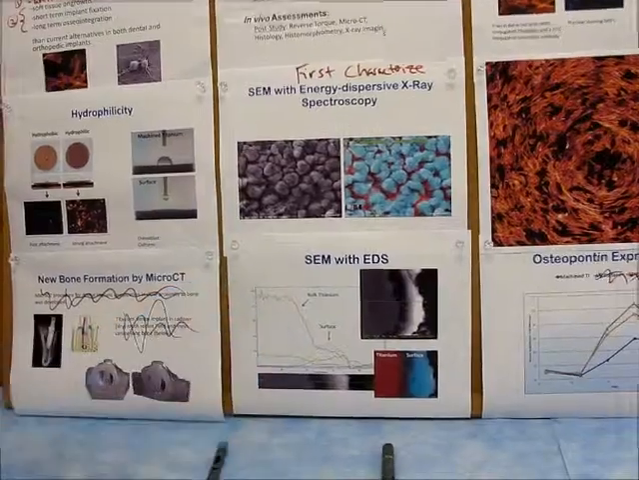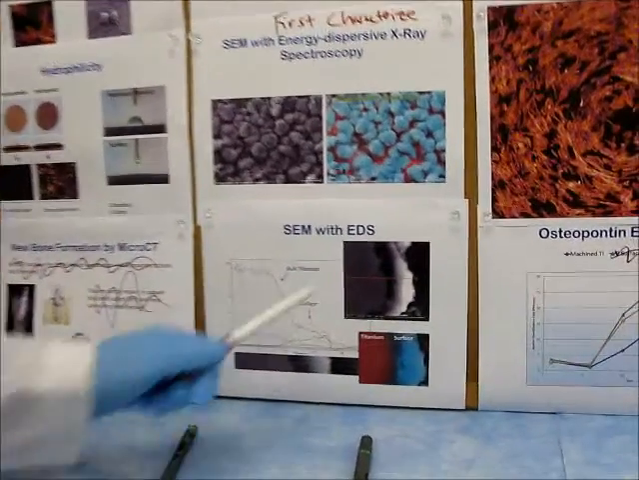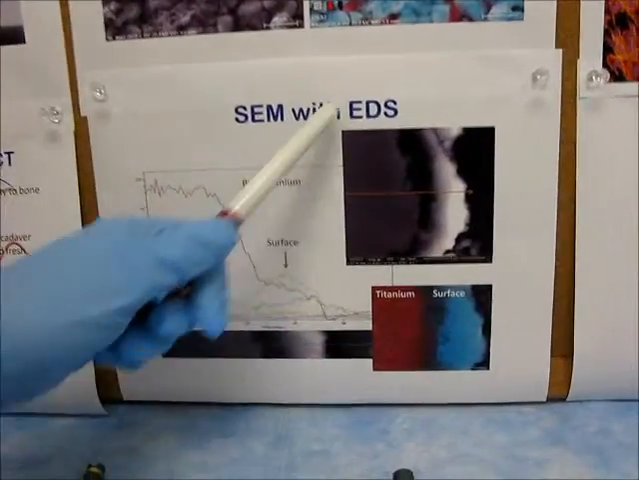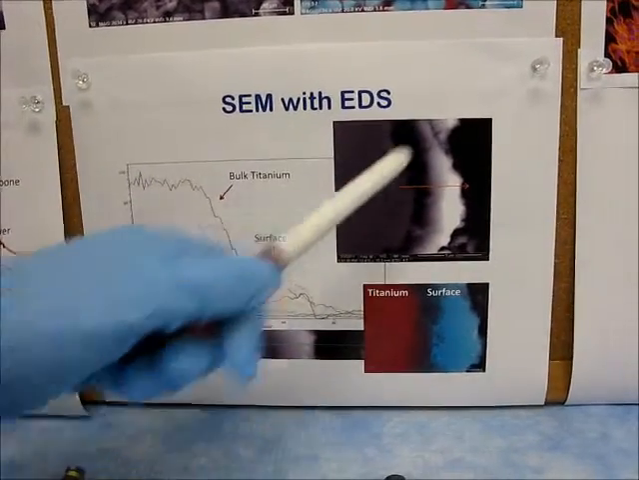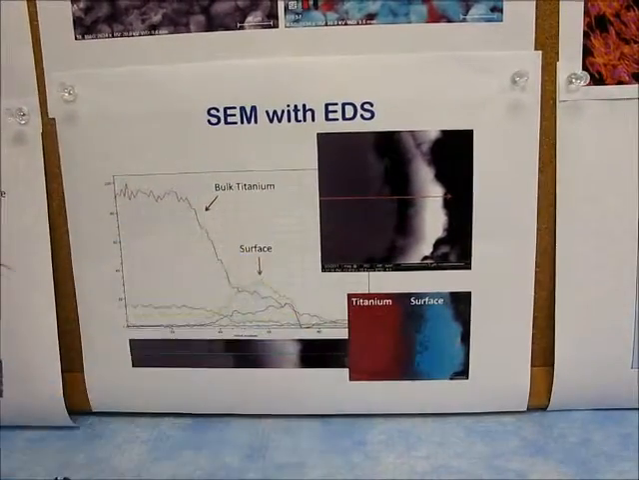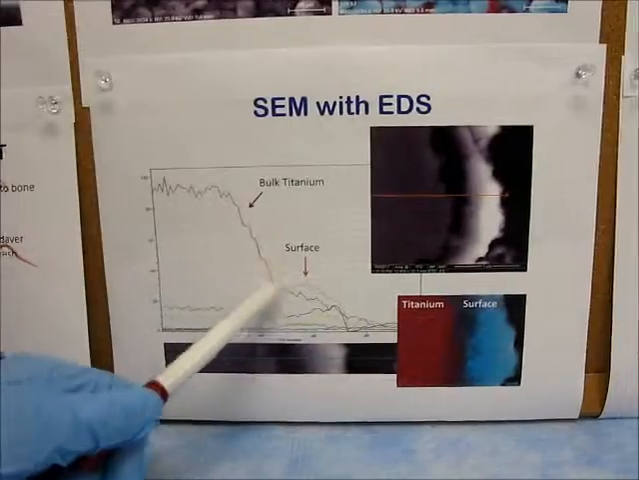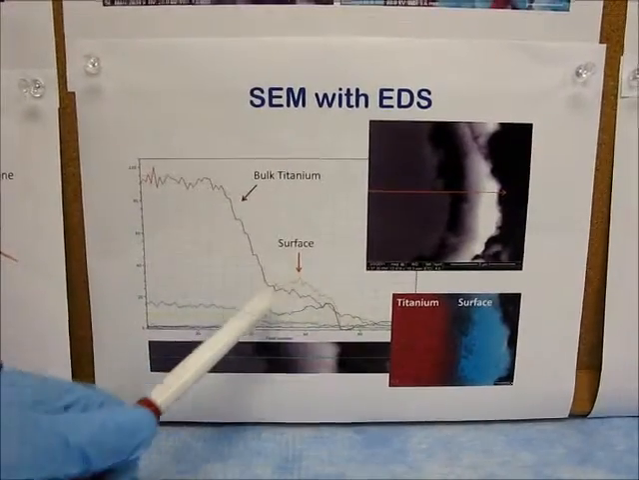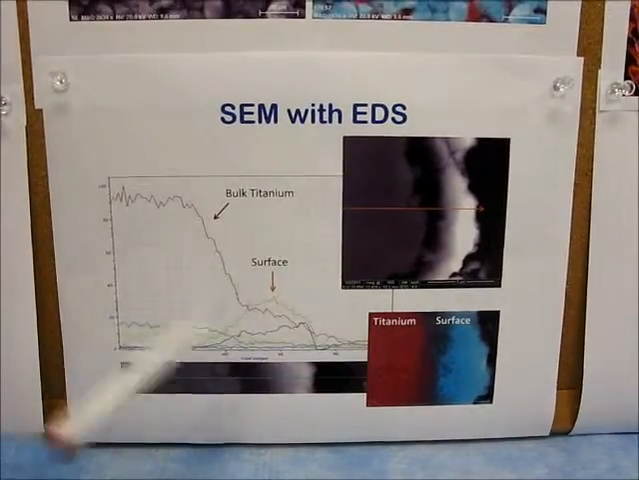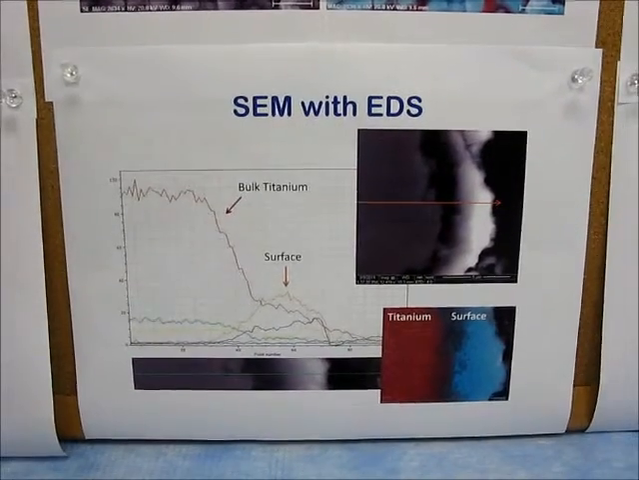So another thing we look at is the cross-section of a surface. Here you can see the bulk titanium of our implant, and then you can actually see the integrated surface. And with this, you can have an elemental analysis of the elements in the prospective surface.